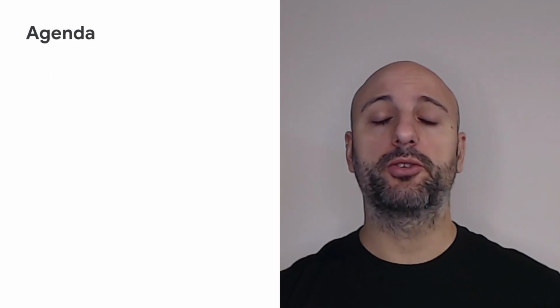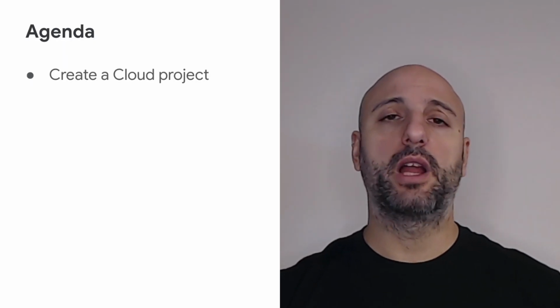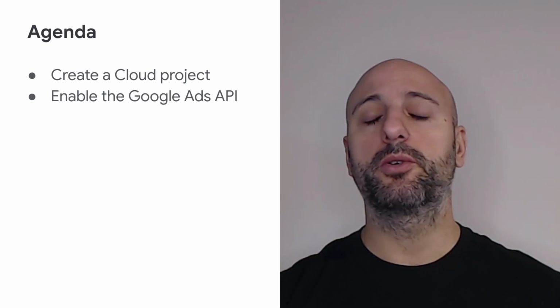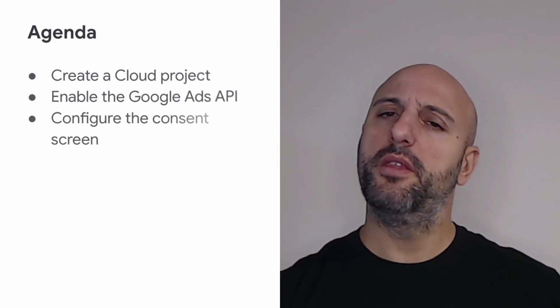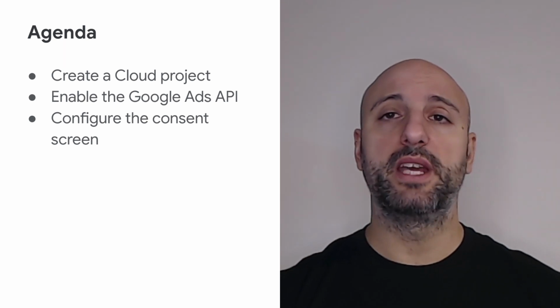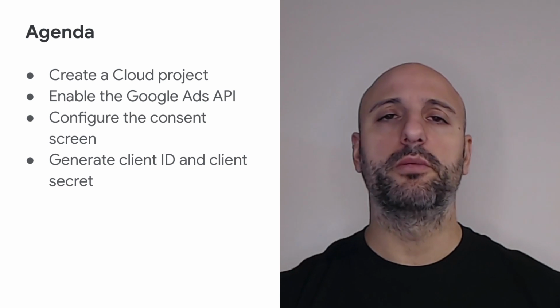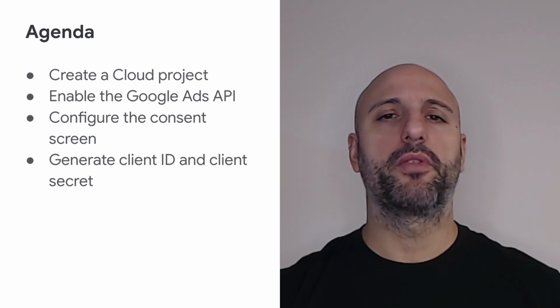So, here are the steps that we will take together today to create a client ID and a client secret. First of all, we will create a cloud project, then we will enable the Google Ads API for it. Then we will configure the OAuth consent screen, and then, finally, we will be able to generate the client ID and the client secret and download them on our computer. So let's get started then.